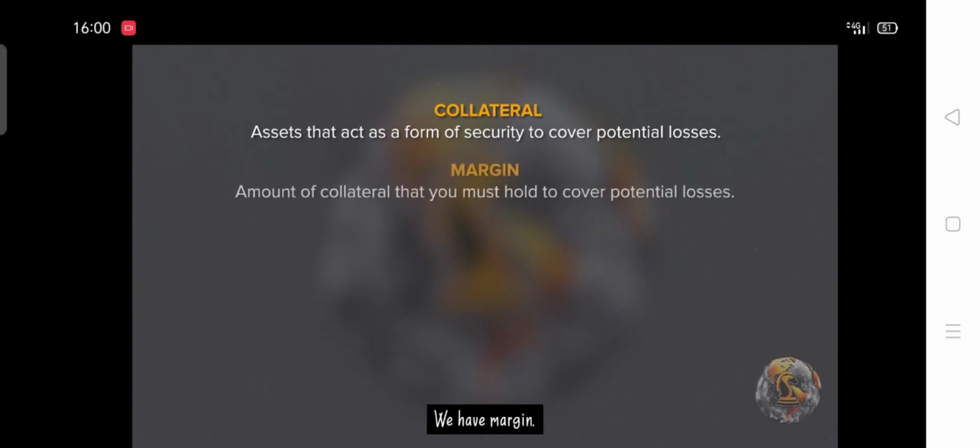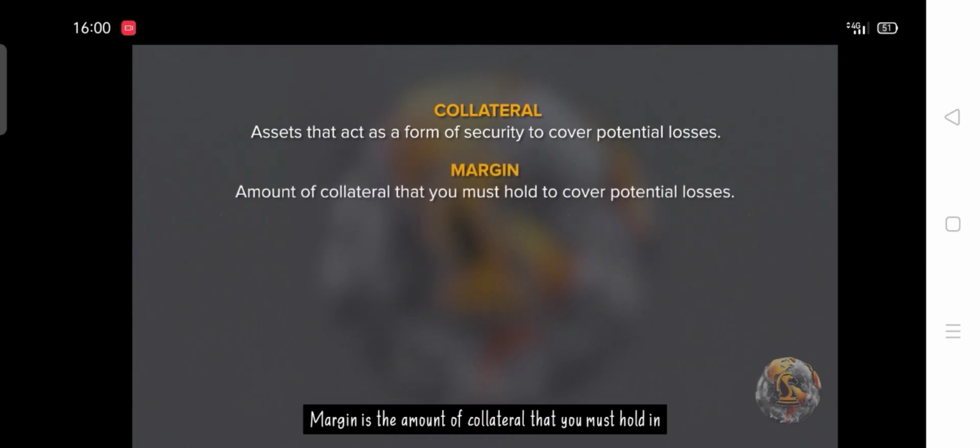Next, we have margin. Margin is the amount of collateral that you must hold in your account as a form of security to cover those losses. Sounds similar to collateral, but it's different. Collateral is the actual thing, USDT. Margin is the amount of the thing you need.